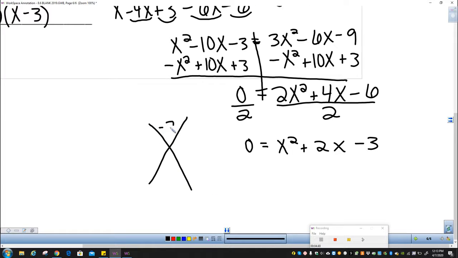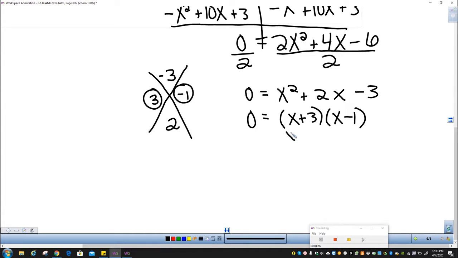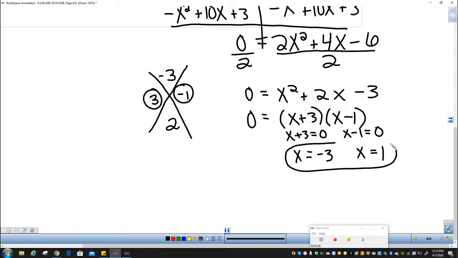We're just going to do what multiplies to negative 3 and what adds to positive 2. So let's do positive 3 and negative 1. So in parentheses we have x plus 3. In the other parentheses we have x minus 1. We're going to set each factor equal to 0 and solve for x, giving us negative 3 and positive 1. All right, so those are our 2 solutions.